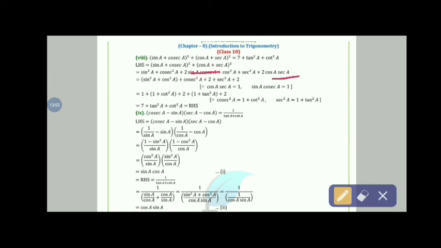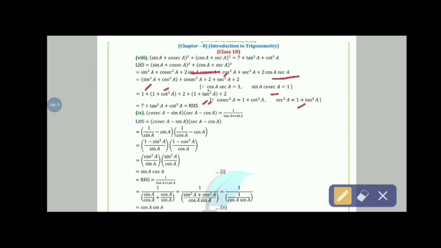Now we can see here sin square a plus cos square a is again 1. So the remainder, cosec square a can be further written as 1 plus cot square a, and sec square a can be written as 1 plus tan square a. So we have our answer, that is 7 plus tan square a plus cot square a, which is equal to the RHS, and these are the identities which we have used.